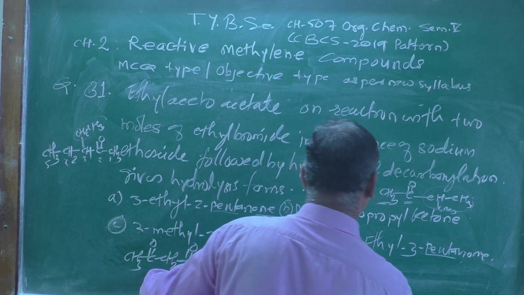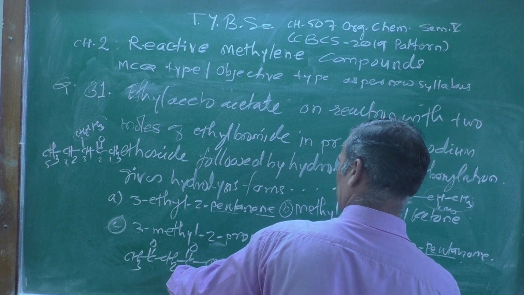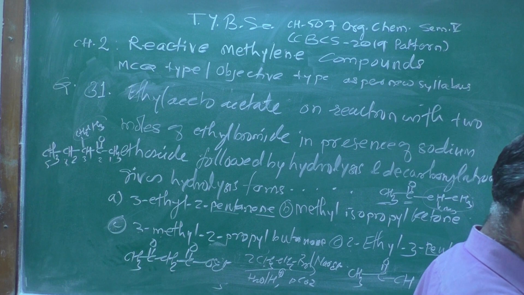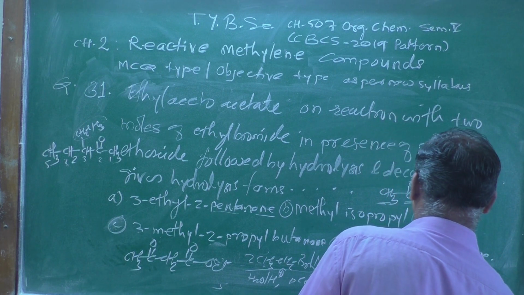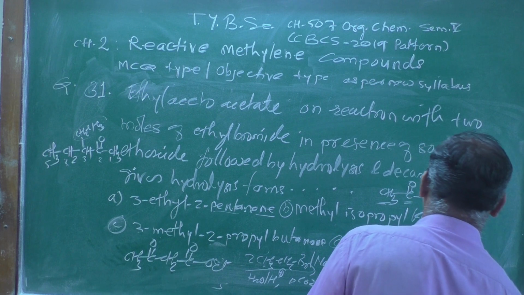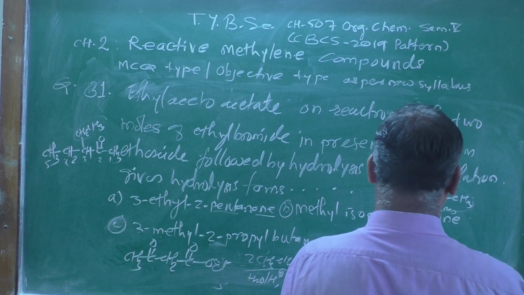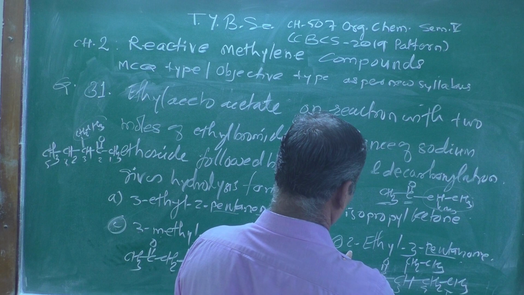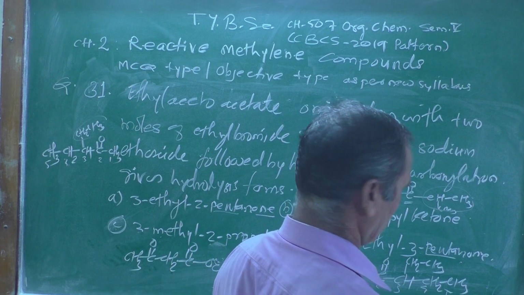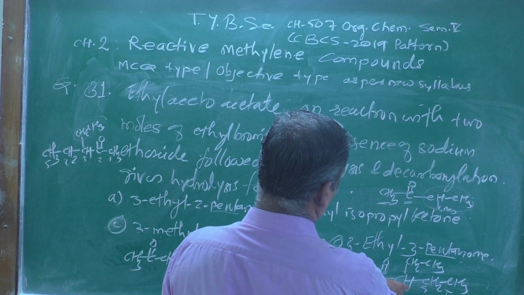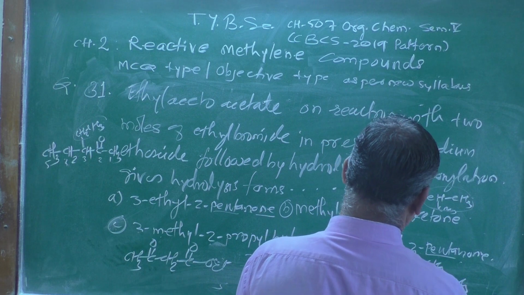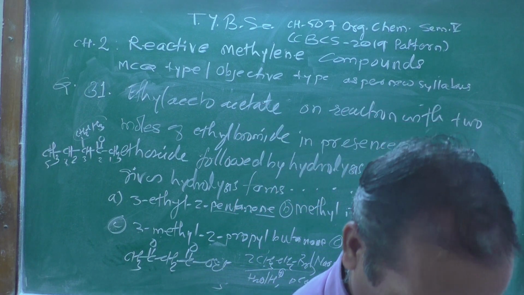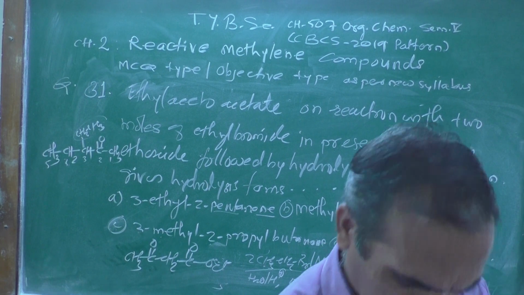this structure. CH3 C double bond O, then CH, then CH3 C double bond O, and here CH2 CH3, another one CH2 and the CH3. This will be the structure. Here 1 2 3 4 5, and here also 1 2 3, at 3 position there will be an ethyl group. So make the correction here. At 3 position there is an ethyl group. This is 3-ethyl 3-pentanone. This would be the correct answer for this question.